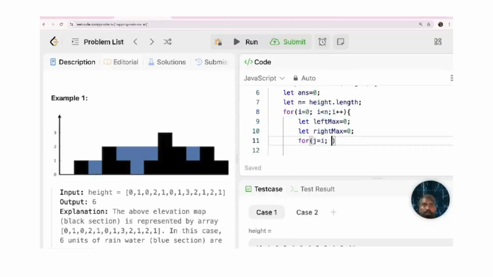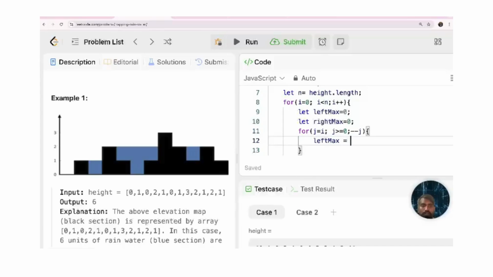And j is greater than or equal to 0, like we are going in reverse order, and j minus minus. Okay, here we are going to calculate the left max. What is the left max we are having? We are going to calculate the left max for that left bar, like this one we are having, correct? Left bar first we are going to calculate.